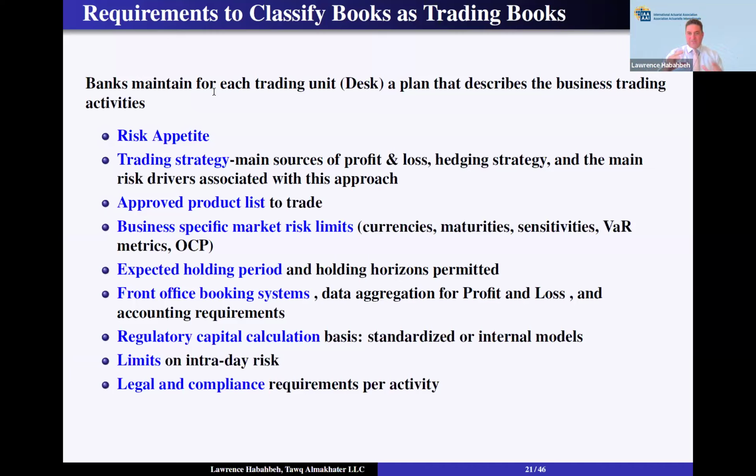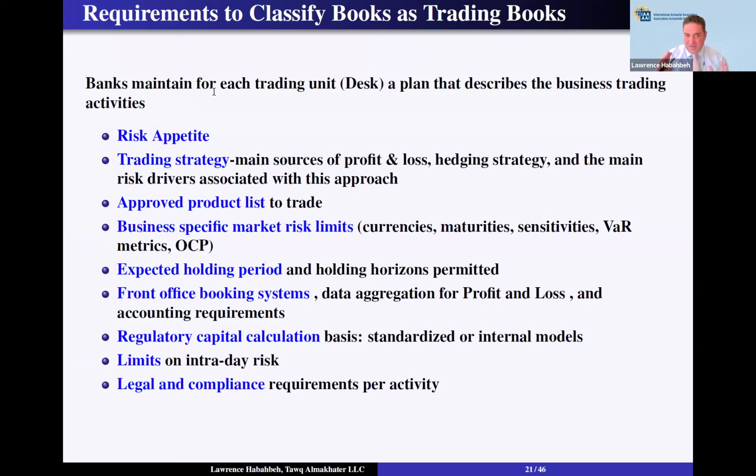And just to let you know, the P&L, for those who don't know, at a very high level, is basically this: if you mark to market a single stock, you buy 1 unit of a particular stock and you mark to market today, and you mark to market tomorrow, the difference between the two market prices, if there are no cash flows, is your P&L, depending on whether the price goes up or down. So the trading strategy should contain what the sources of the P&L are, what the main drivers of the P&L are, and what your hedging strategy is.